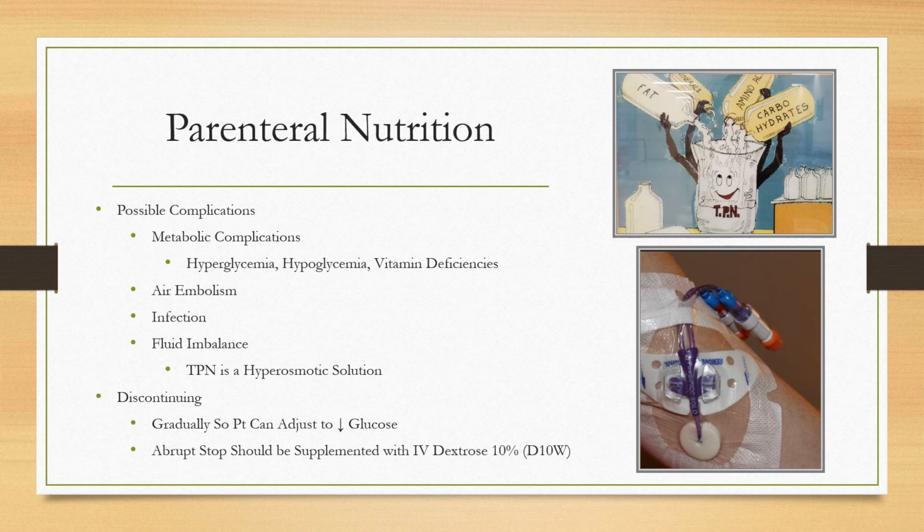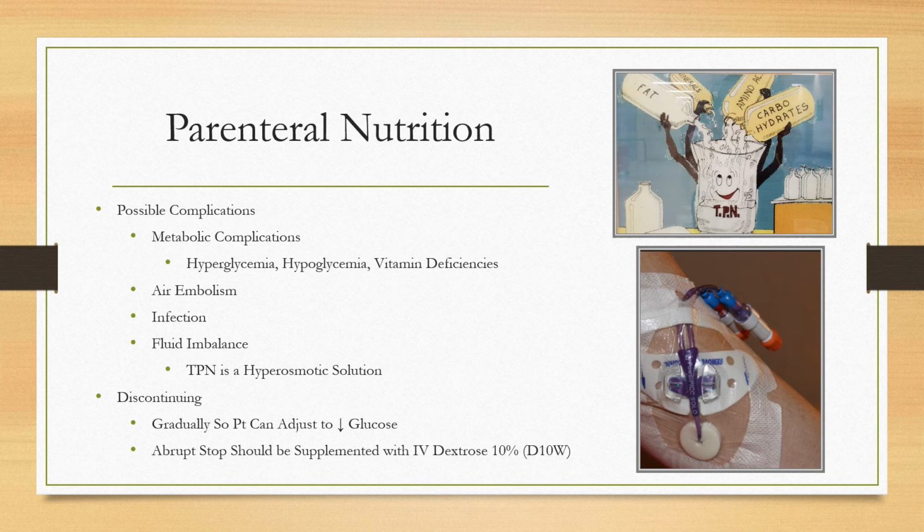And if someone were to need more fluids because the TPN isn't administering enough fluid volume, well, we can put in a separate IV and give them an isotonic solution, such as lactated Ringer's or normal saline. So it's just a matter of putting in a second IV line.